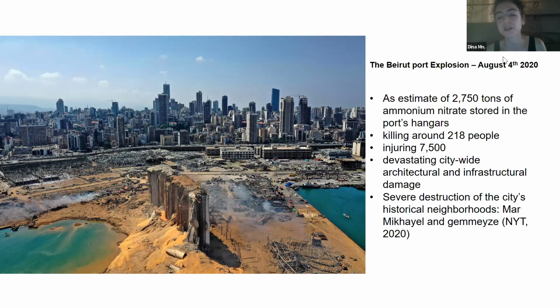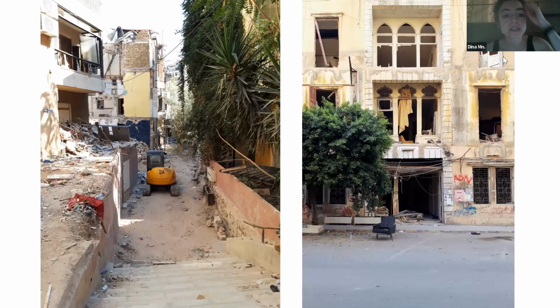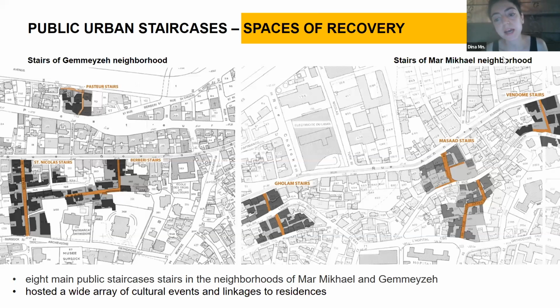quick overview. I think it has been very widely shared over the past year. The explosion caused the destruction of the city's historical neighborhoods, specifically Mar Mikhael and Gemmayzeh, which were in very close proximity. As you can see, many of the staircases and the surrounding historical fabric were demolished. Specifically, Mar Mikhael and Gemmayzeh have 8 staircases that used to host a lot of cultural events and provide linkages to the residences.